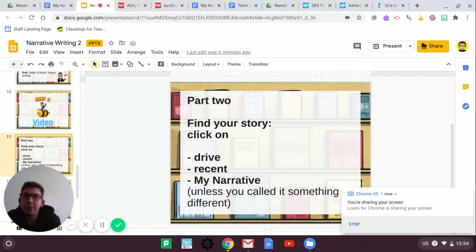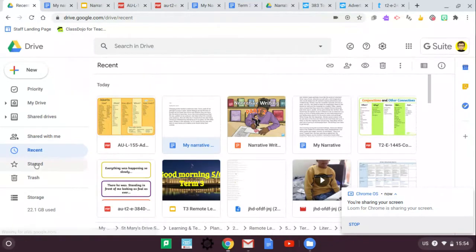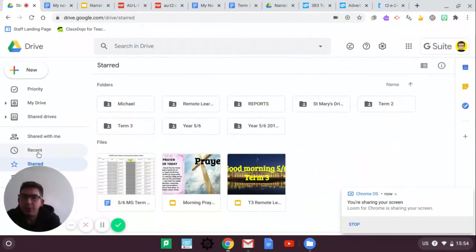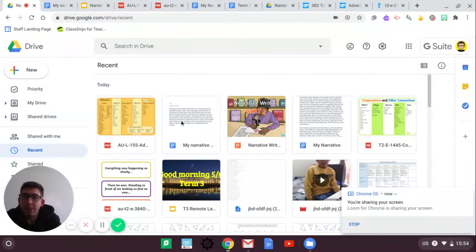Okay, if you go to Drive, then Recent, the file should be called My Narrative, unless you've called it something different. All right, but just go to Drive and then Recent, and then it should be here. So double click that and it should open up.